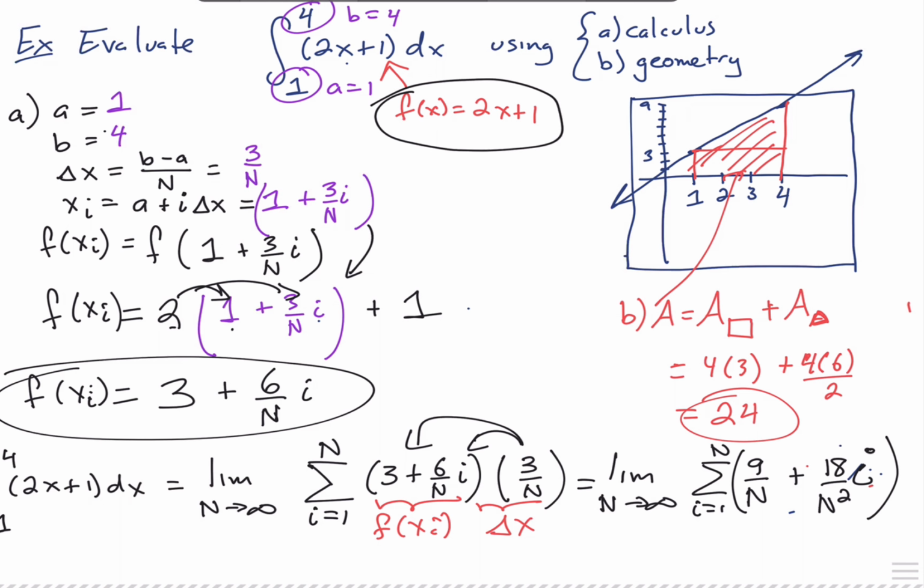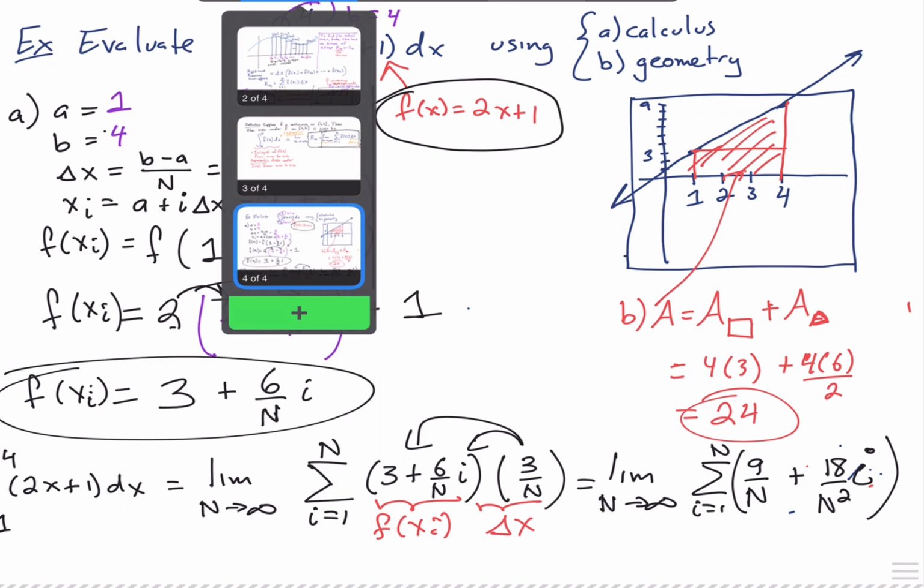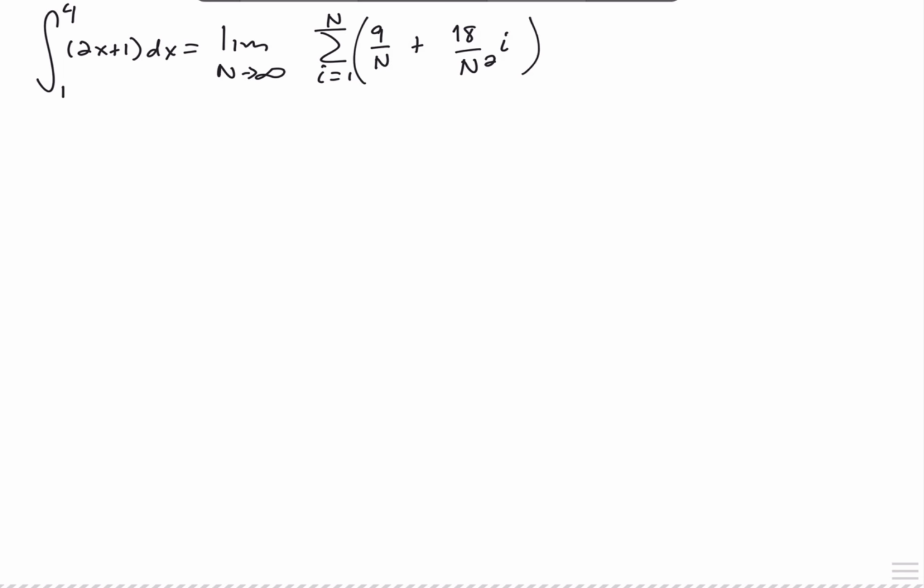Now, that doesn't look great, but that's just because we maybe don't remember our sum formulas. So let's just copy this over to the next page. I'm just going to copy down what we have so far. The integral from 1 to 4 of 2x plus 1 dx, the limit as n goes to infinity of the sum, 1 to n, 9 over n plus, was it 18? Okay, all right, so let's do this.